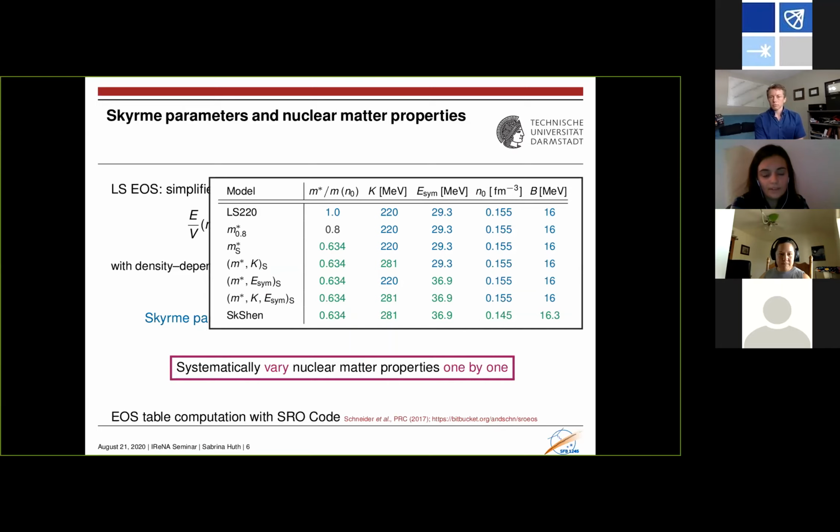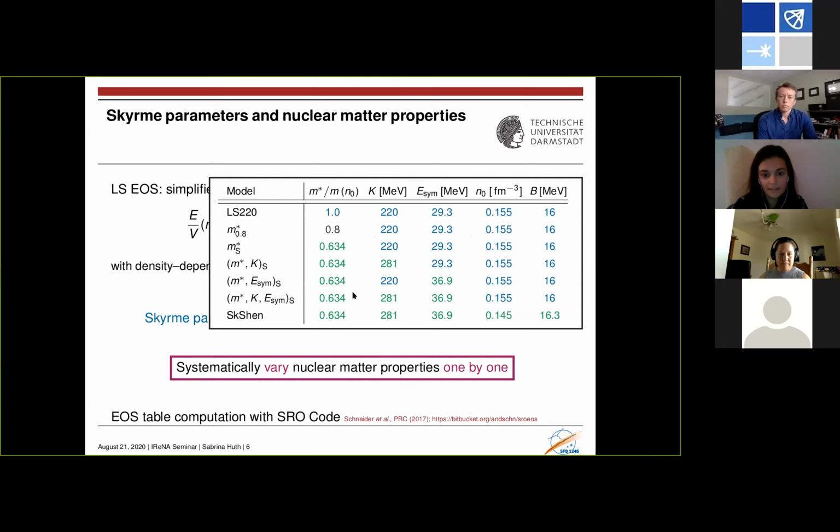In turn, we use several models where we vary all nuclear matter properties from the values of the Lattimer-Swesty EOS to the values adopted in the original Shen EOS. So this first model here is just the original Lattimer-Swesty 220 EOS. Then this M* 0.8 model that you've seen before uses a value of the effective mass at saturation density of 0.8, but all other parameters here are still the same as in the original LS EOS. Then for M*S, we use the value of the effective mass of the Shen EOS.